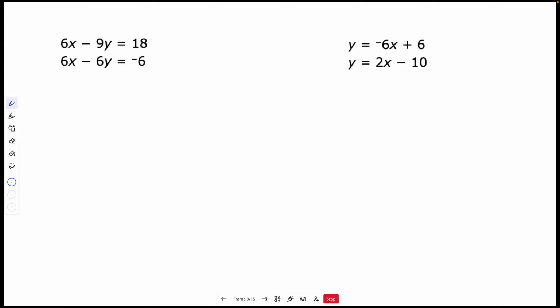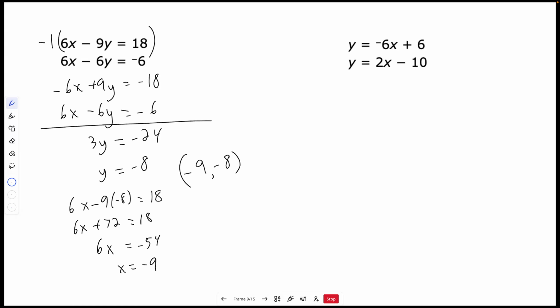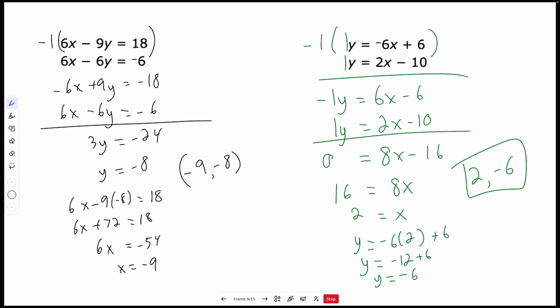Okay, now that you've had time to work these problems, let's check your solutions. All right, for the first problem, you should have gotten negative 9 comma negative 8. Here's the work if you want to check. And for the second problem, I know it's set up a little bit differently than what you're used to, but they're still lined up. So remember, there's invisible ones there. And so we cancel out the y's. Notice that you get a 0 when you cancel those out. And so for your final answer, here's the rest of the work. You should have gotten 2 comma negative 6.